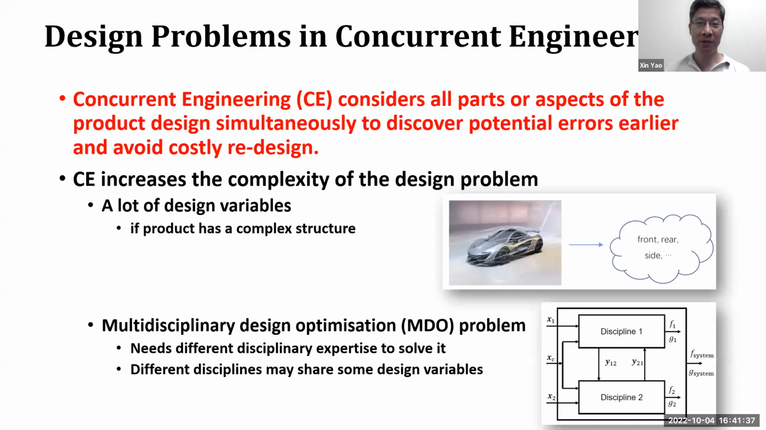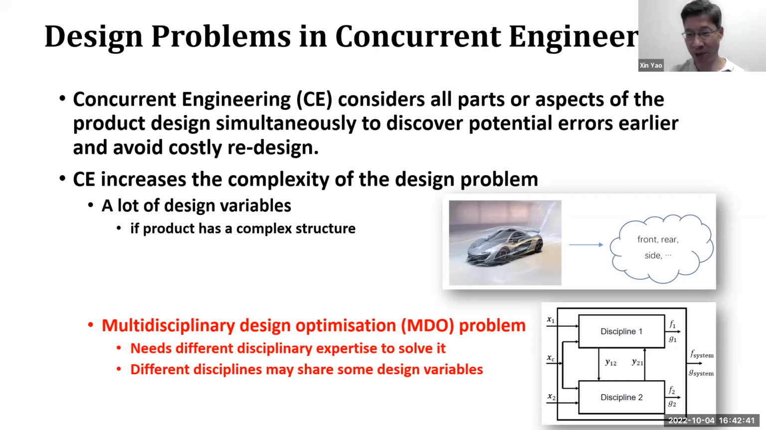The second example is in concurrent engineering. This is a very traditional engineering domain where concurrent engineering considers all parts or all aspects of the product design simultaneously. The objective is to discover any potential errors earlier in order to avoid costly redesign. As you can imagine, if we consider all aspects of product design simultaneously, we get a huge number of design variables. It's very complex. So traditionally, people use a so-called multidisciplinary design optimization approach. You may have one discipline focusing on safety, one discipline focusing on aesthetics, another discipline focusing on, I don't know, air resistance, etc.